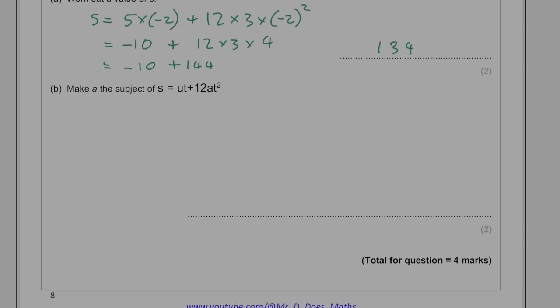Okay, part B. Make a the subject of s is equal to ut plus 1/2 at squared. If we're trying to make a the subject, I want to get it by itself eventually, so I'm going to get rid of the ut first of all. So that's going to become s minus ut is equal to, and I'm going to slightly rewrite this, 1/2 t squared times a. And then I'm just going to divide through by 1/2 t squared. So that's going to give us that a is going to be equal to s minus ut all divided by 1/2 t squared.